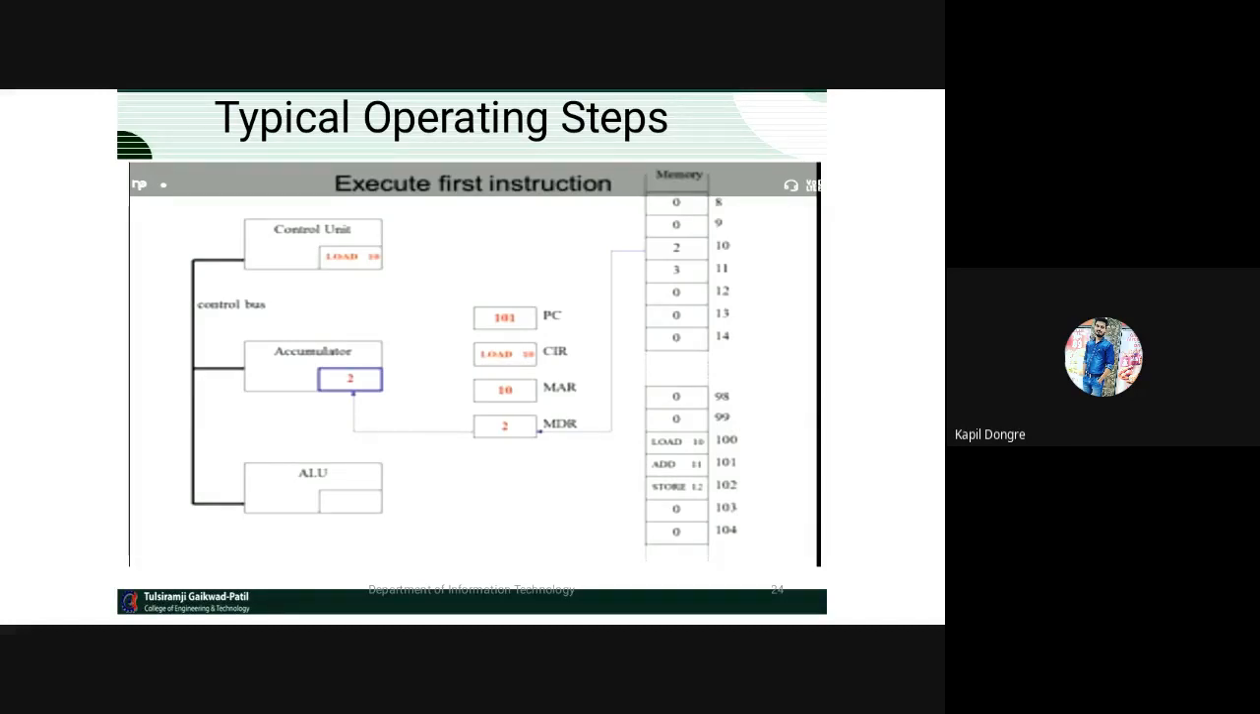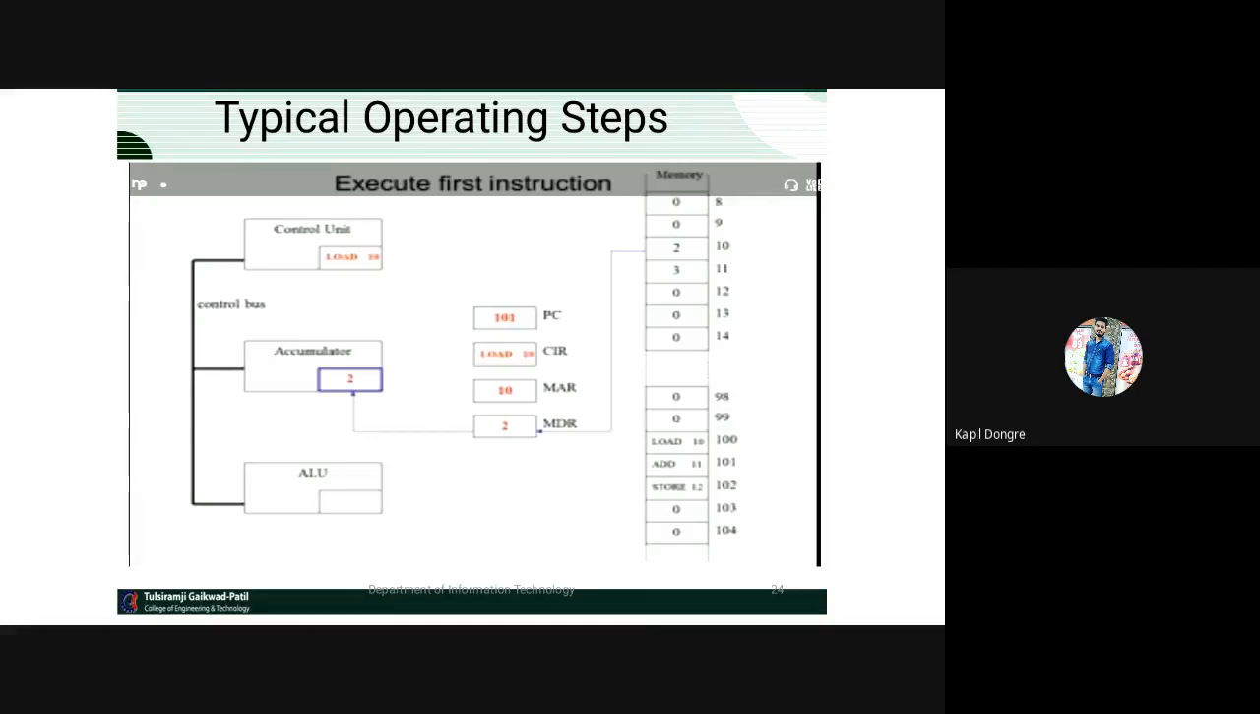MAR के अंदर क्या होना चाहिए? MAR के अंदर हमारा जो address होना चाहिए. So what is the address? Pointed 10. 10 is the address pointed by that MAR, and that 10 contains the data which is 2 contained in MDR. Then the data is stored in the accumulator.